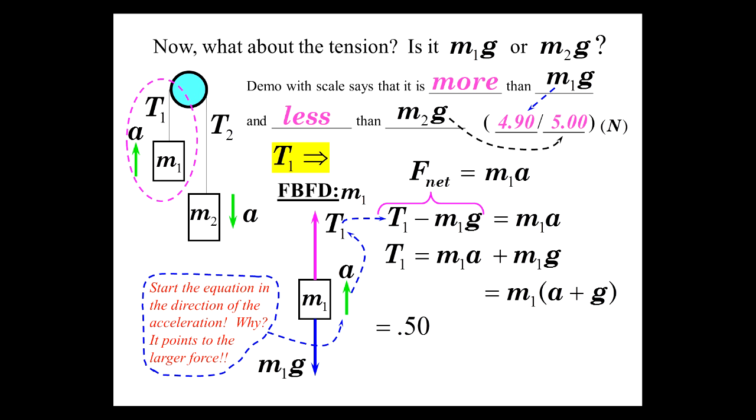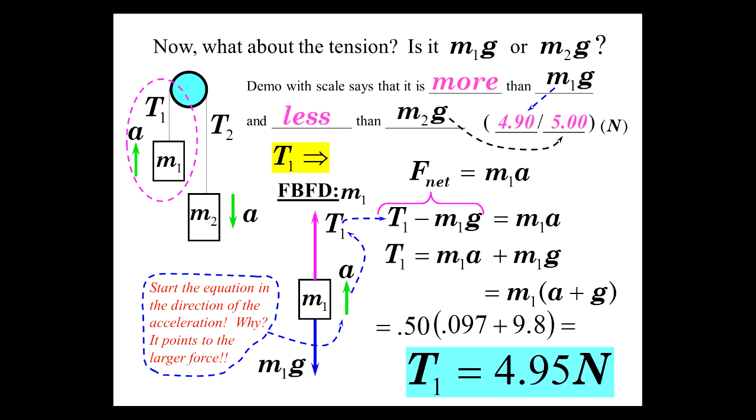Now we can plug in the data. Half a kilogram, acceleration 0.097, G is 9.8, and it gives us a tension of 4.95 newtons. Bingo! Not a big problem, and it was a good example of how to solve a tension problem using a free body force diagram. Now let's do it to the other side as well.